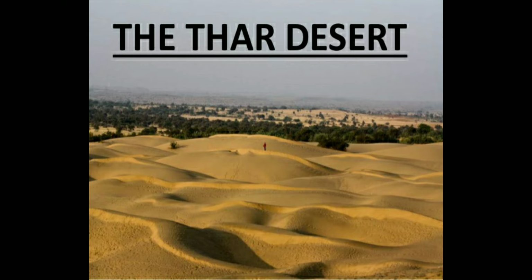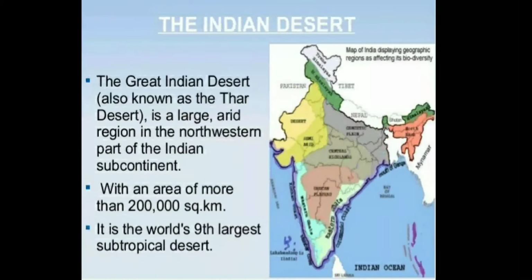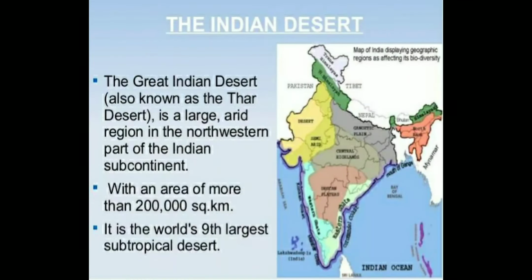Okay, let's go on to the Thar Desert. The Great Indian Desert, also known as the Thar Desert, is a large, arid, means dry, region in the northwestern part of the Indian subcontinent. Northwestern, topmost part and western part. At one point you find the Thar Desert.